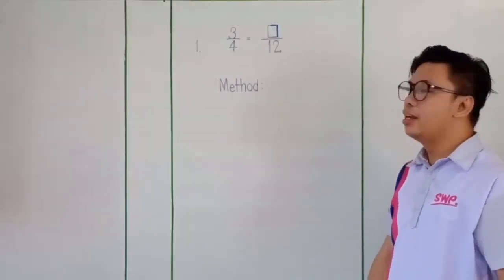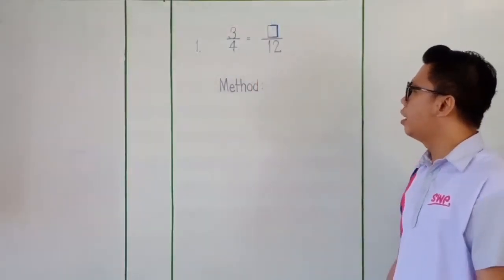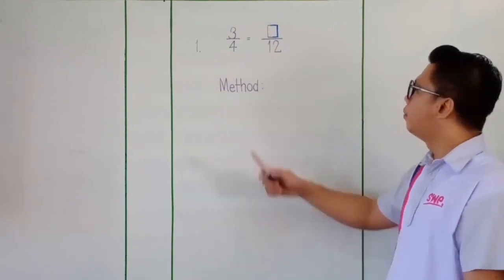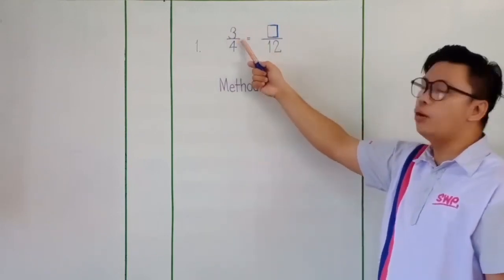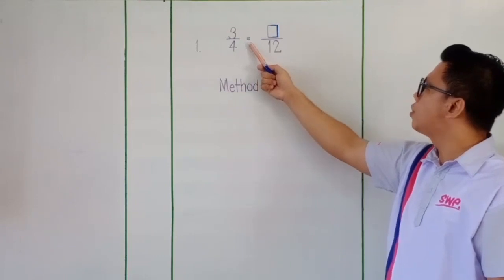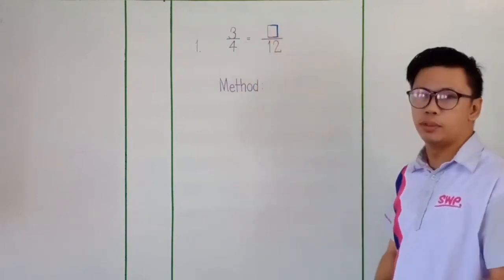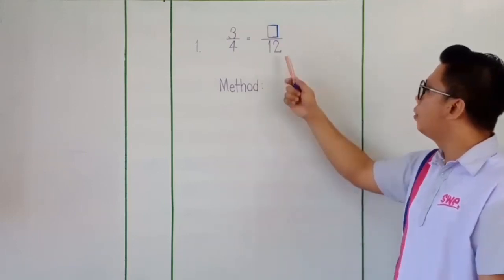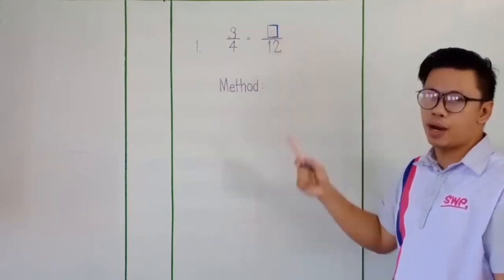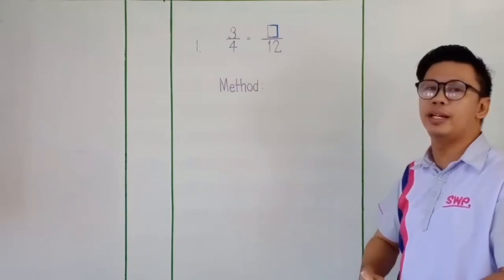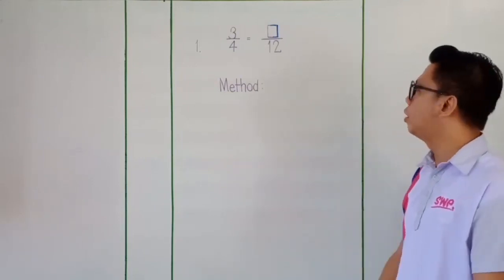Okay, let's start. Let's check your answer. Exercise number 1. We have here 3 over 4 equals blank space or square box over 12. So the question is, we will find the answer on the box. So we will get the equivalent fraction. So what will we do first?